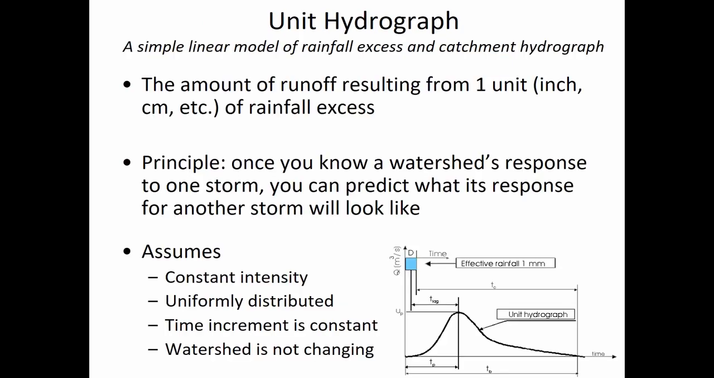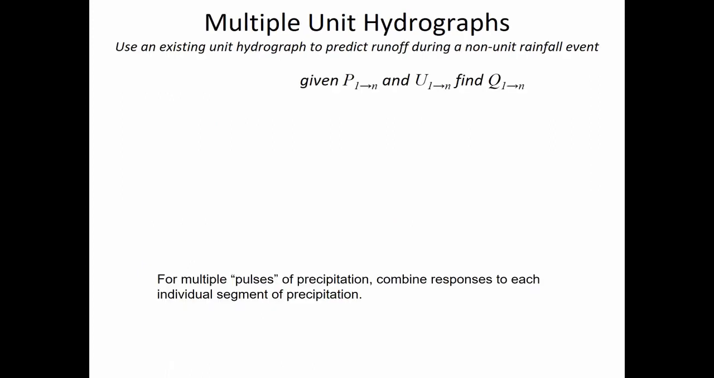So the trick becomes when you have more than just a single continuous pulse of rain, because it's pretty improbable that a storm is just going to be like 1 hour long. If you have multiple hours, then you have to combine different unit hydrographs with different precipitation pulses. And so let's say that you are using a unit hydrograph, and you're going to predict the runoff during a rainfall event that's any amount other than a unit of rain. So instead of an inch of rainfall excess, it's 1.5 inches. Then what you do is you're given the precipitation amount, and you're also given the unit hydrograph, and what you want to know is what is the runoff for some other storm.